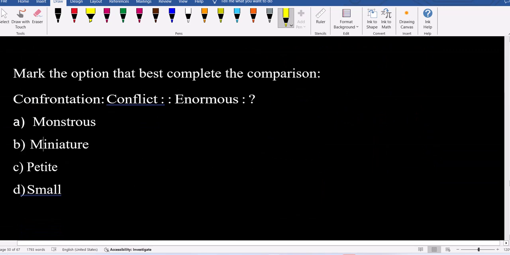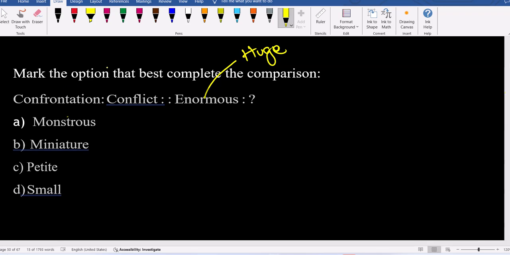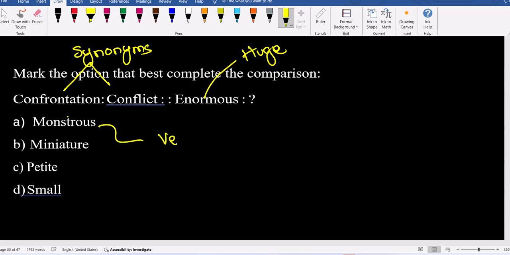And this question helped me. Confrontation, conflict, enormous. Is this synonyms or antonyms? Enormous means huge. What's the link between those two words? Antonyms or synonyms? A bit related to verbal. Yeah, these are synonyms. Confrontation and conflict are synonyms. Analogy concepts require a bit of English. This is synonyms, similar meaning. Monstrous also means very large. So huge, large, and small, miniature is opposite to enormous. So, very large. Right. Let's see about the next one.